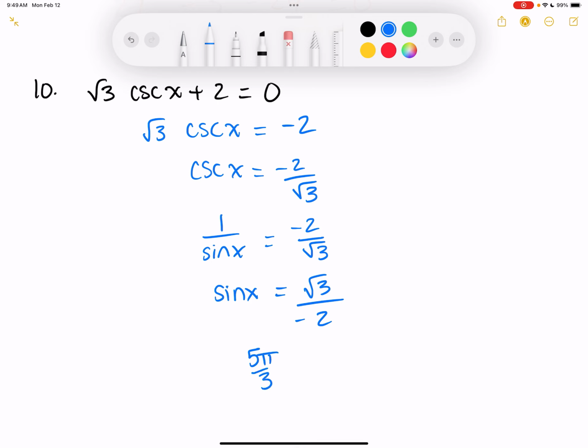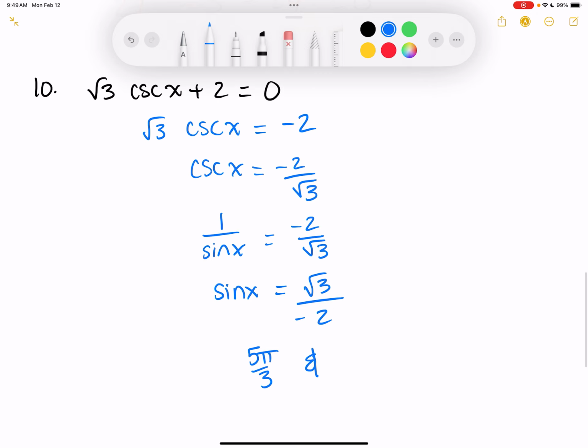5 pi over 3, where else? It's the top left quadrant? So it has to be where sine is negative, meaning the y value is negative. So we've taken out the bottom right. Top right would be positive. Top left would also be positive. Bottom left, okay?